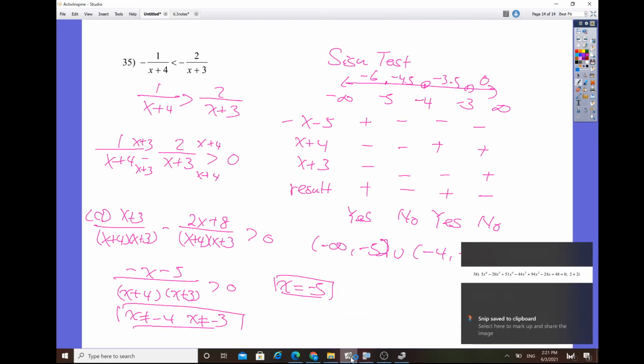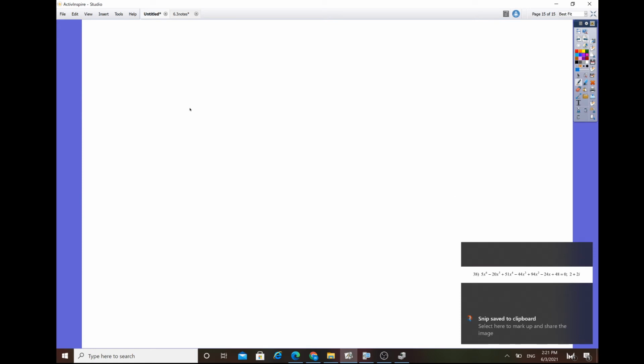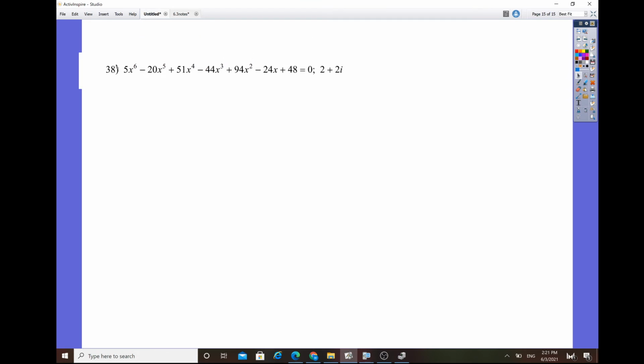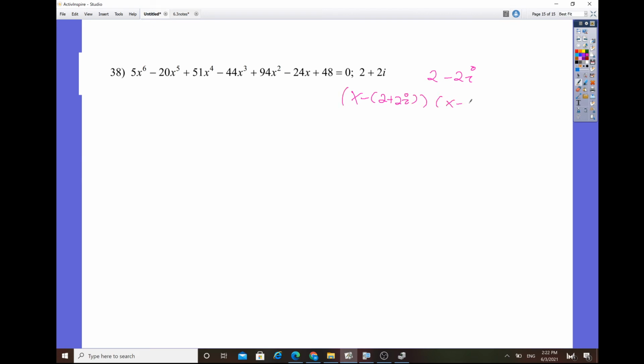So anytime one of the complex zeros is given, you can always set up the divisor immediately. The conjugate is also considered one of the other zeros. The one that's given here, 2 plus 2i, is one of the complex zeros. So that means 2 minus 2i would be another complex zero by using the conjugate theorem. So that means x minus (2 plus 2i) is a zero. What else could be the zero? x minus the quantity 2 minus 2i.